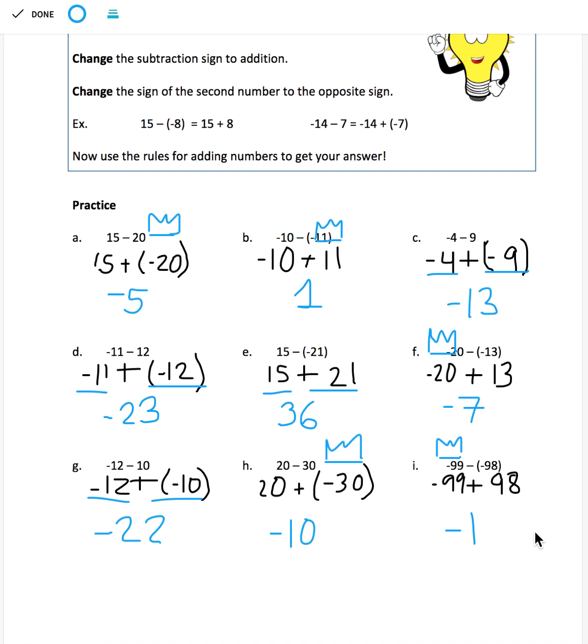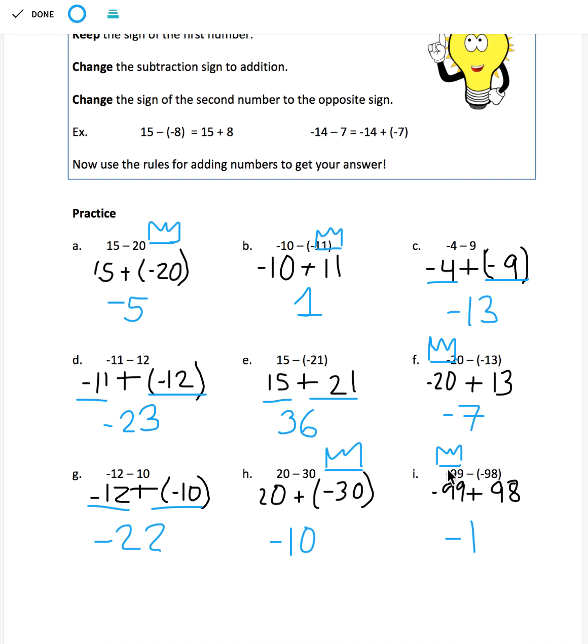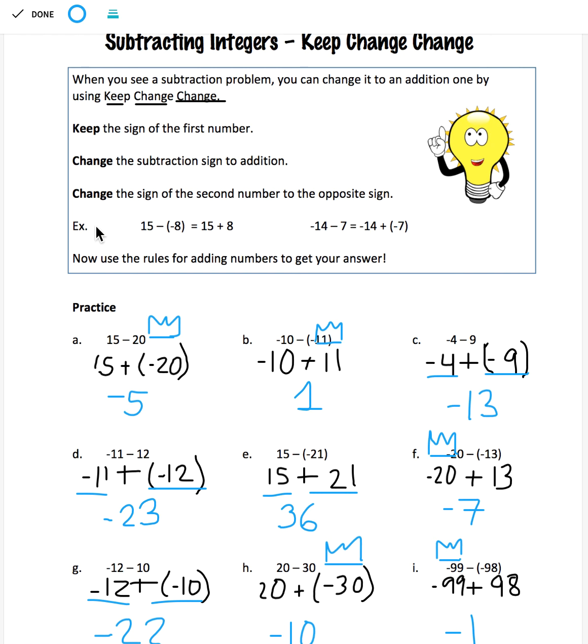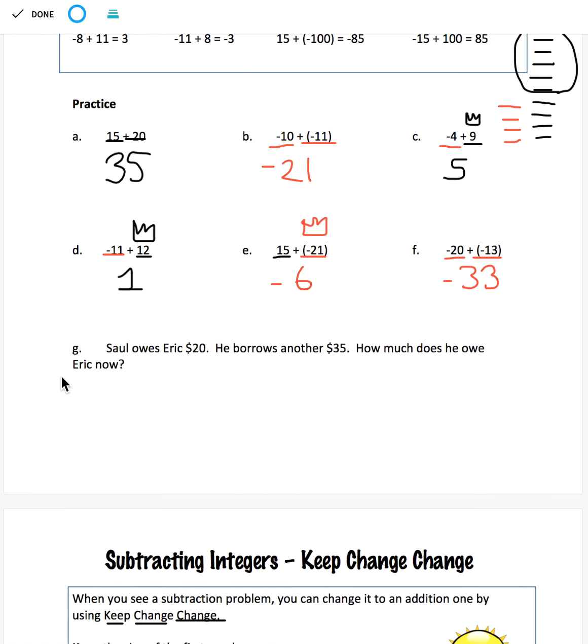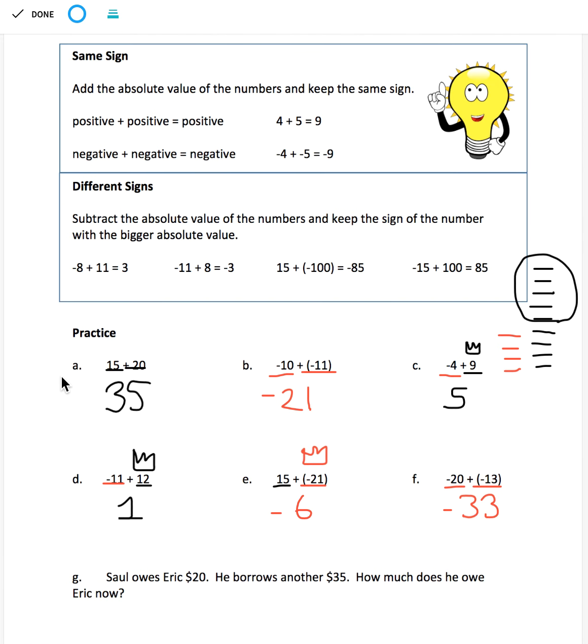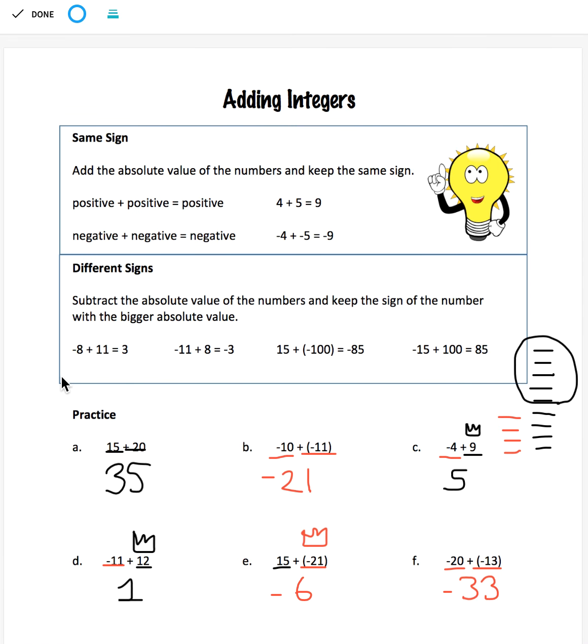Quick recap. When you see subtraction, use keep, change, change to change the problem to addition. Once you've changed it to addition, there are only 4 possible cases. A positive plus a positive is more positive, a negative plus a negative is more negative, or we could have a battle between good and evil where we have 1 negative, 1 positive, and we have to subtract the absolute values and see which side comes out on top.